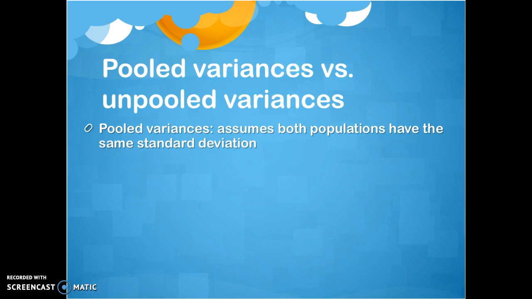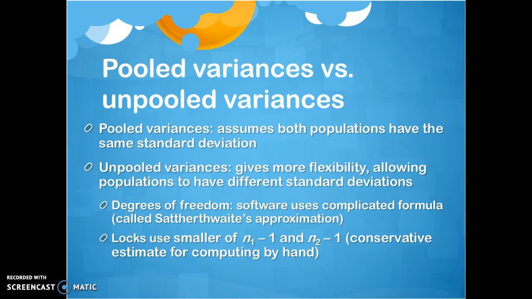Here's a thing, though, that happens. We've got two samples, so we've probably got two populations. There are some theoretical things that need to be considered as to whether or not we consider the variances of each of these samples to be the same in the population. So mathematically, if you check an option called pooled variances, it assumes that both populations have the same standard deviation.